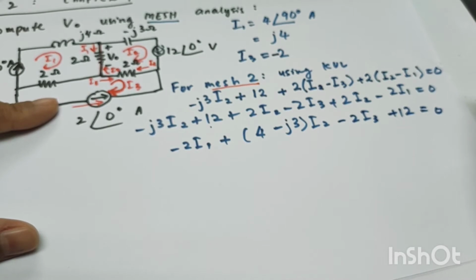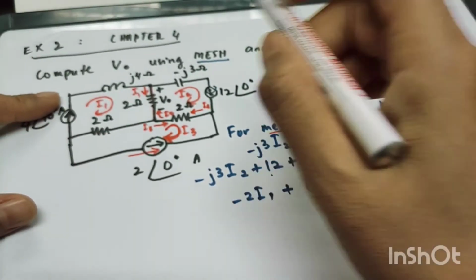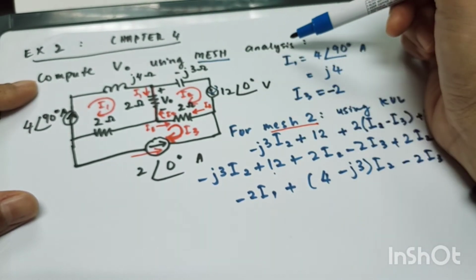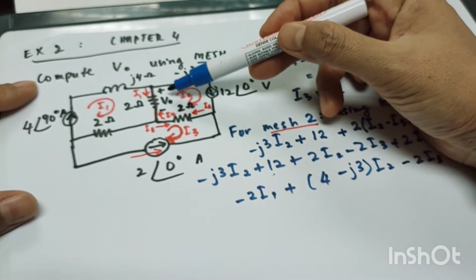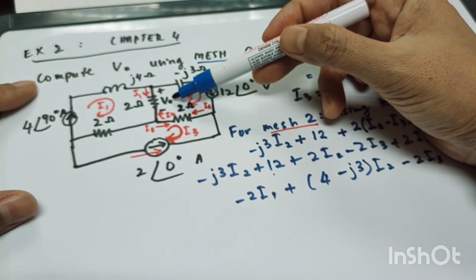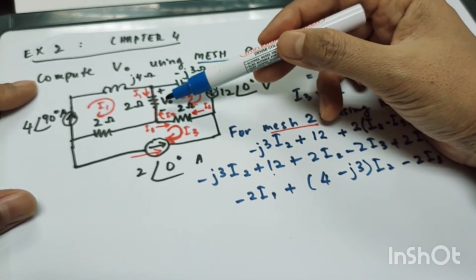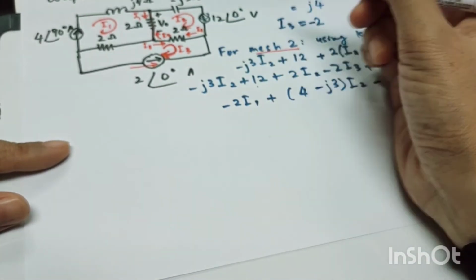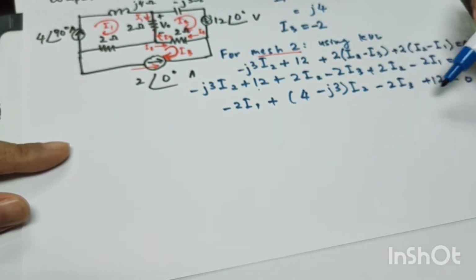Okay, so now let's see what is the question. The question is asking you to compute the value of V0 using mesh analysis. So where is V0? Here is V0, positive, negative, it's at the 2 ohms resistor. Okay, so we know that. So this is done, all of this done for the 3 loops of mesh.